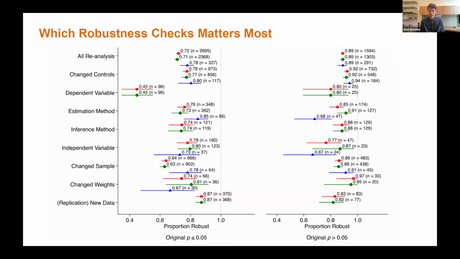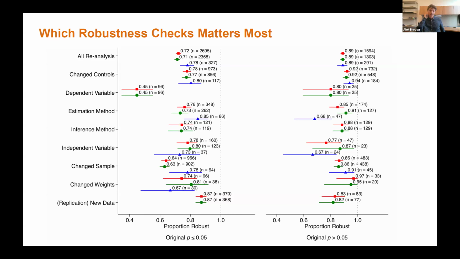They're robust 40% of the time, 45% of the time. Whereas when you change control variables, or the estimation method, or other things, it's typically robust at like 76, 77, 78%. So things change depending on which type of robustness test you do.